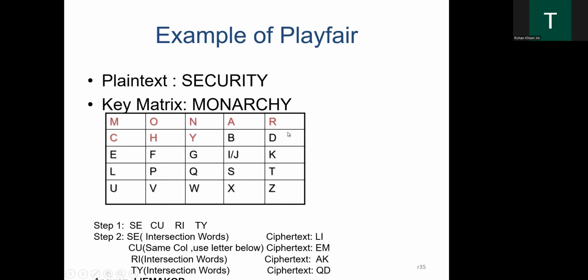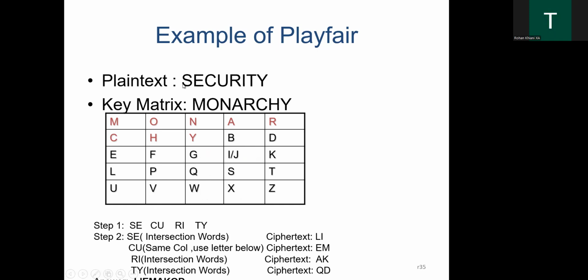Now, a simple example again. Suppose our plain text is SECURITY and our key is MONARCHY. I have already explained how to make the key matrix out of the key value. Once we have got this matrix, we have to make pairs of the plain text. The first step is to make the pairs: SE, CU, RI and TY. These are the pairs.